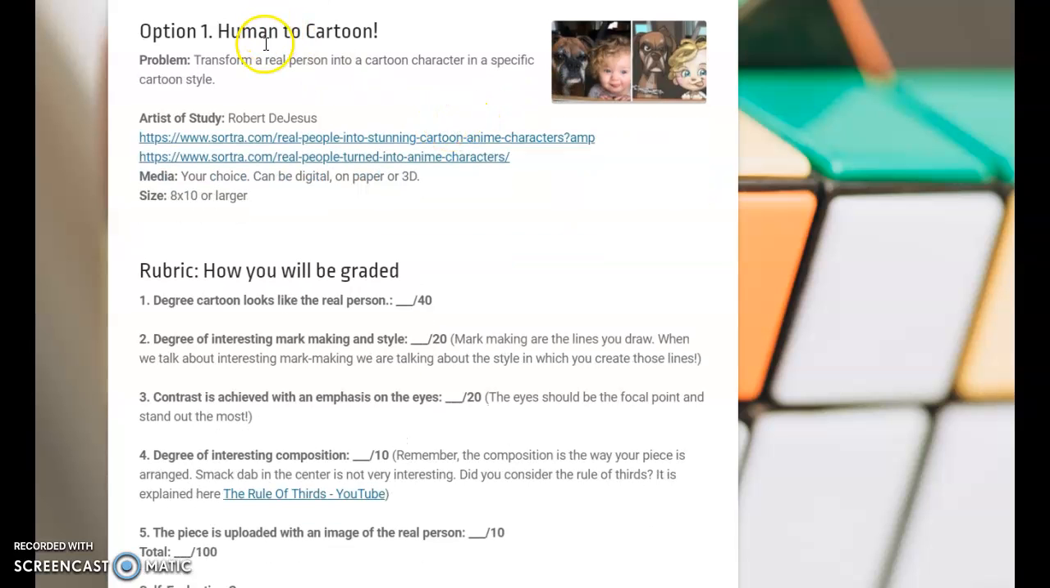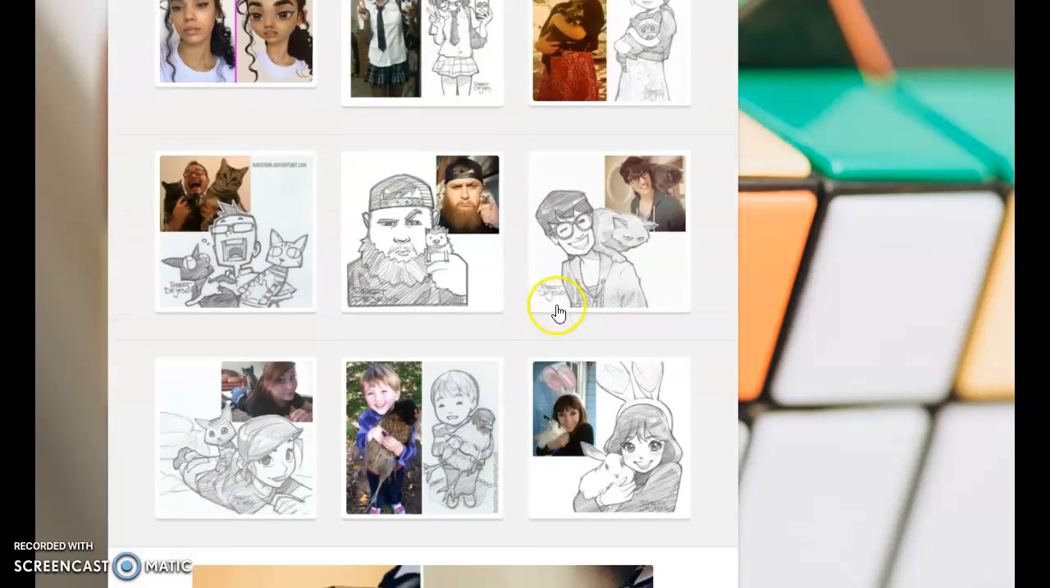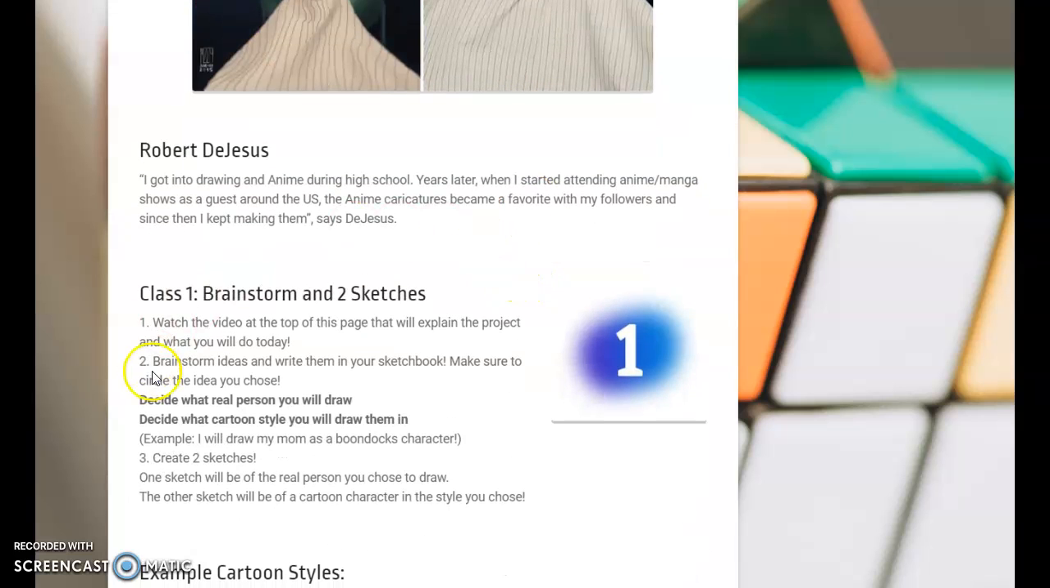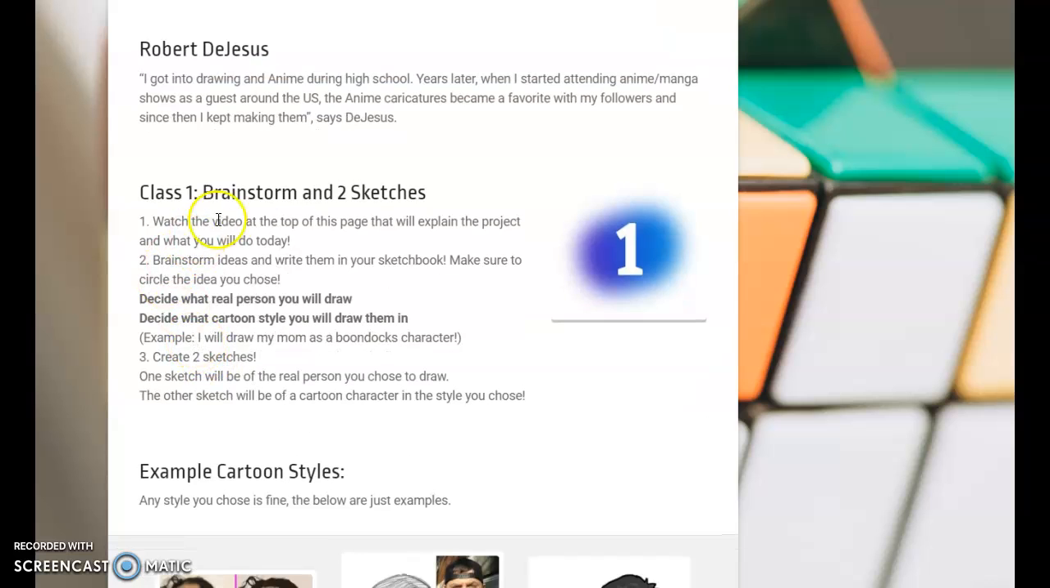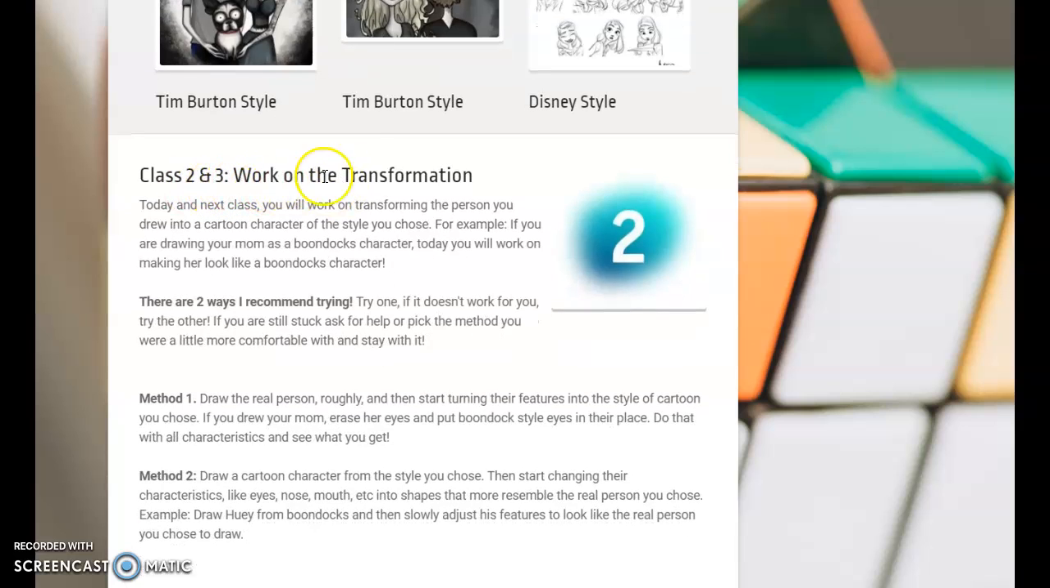All right, so option 1, we are doing the human to the cartoon. Your rubric was here. Remember, we were studying Robert D. Jesus. We'll go over this more during our self-evaluation on day 6. There were some examples to look at. Yesterday, or whatever day you had class 1, you were working on brainstorming, creating your 2 sketches. Today, we are going to work on the transformation. So this would be for class 2 and 3.